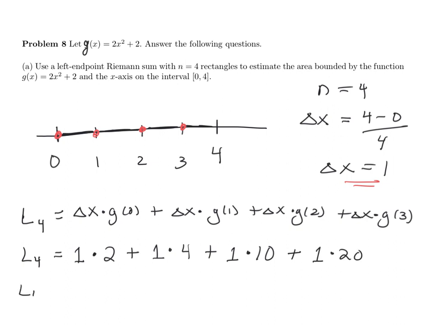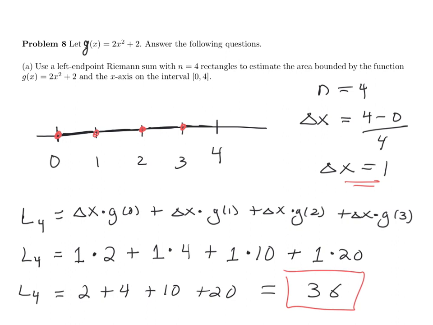So this sum is equal to 2 plus 4 plus 10 plus 20. So that's 20, 30, 34, 36. This is the estimate that we're looking for using left endpoint Riemann sums.